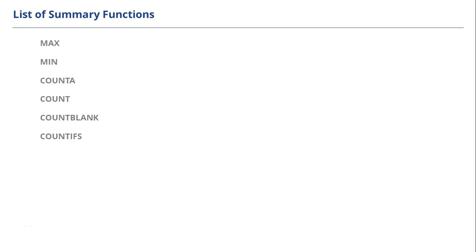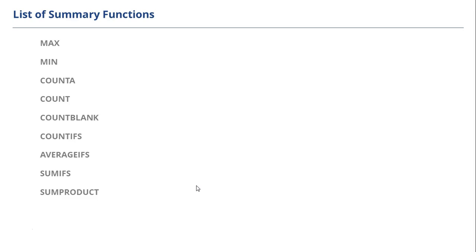In this lesson, we'll continue our discussion of summary functions with AVERAGEIFS, SUMIFS, and SUMPRODUCT. Let's begin with the SUMIFS function. The SUMIFS function is quite similar to the COUNTIFS function. The only difference is that the COUNTIFS function returns a count based on certain criteria, while the SUMIFS function returns a sum based on certain criteria.